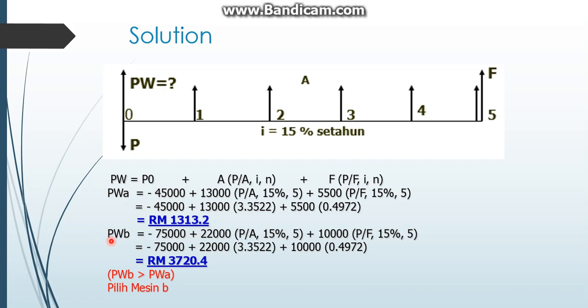The same goes for machine B. We use the same formula and also the same factors. We get 3720.4, which is much higher than A. So the PW, the present worth value, is higher, which means it is better to purchase. So we choose machine B for the company.